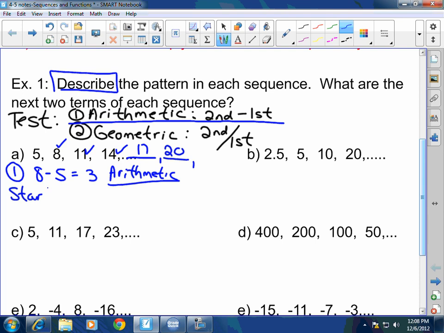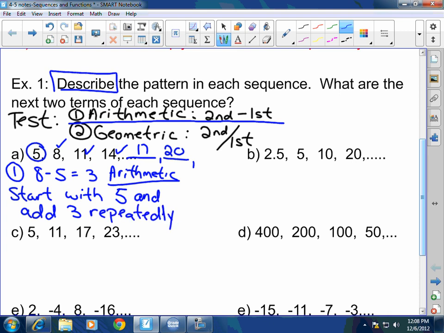Start with 5 in this case, because that's our first term, and add 3 repeatedly. That's how I want you to describe this. No other way. I want it described like that.